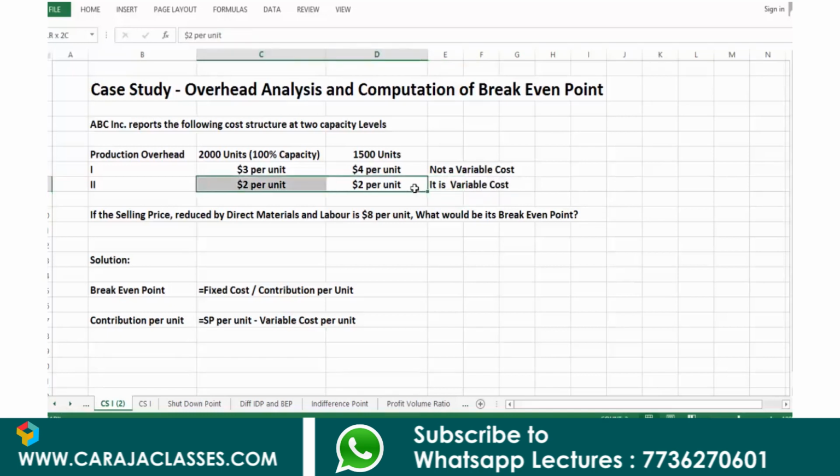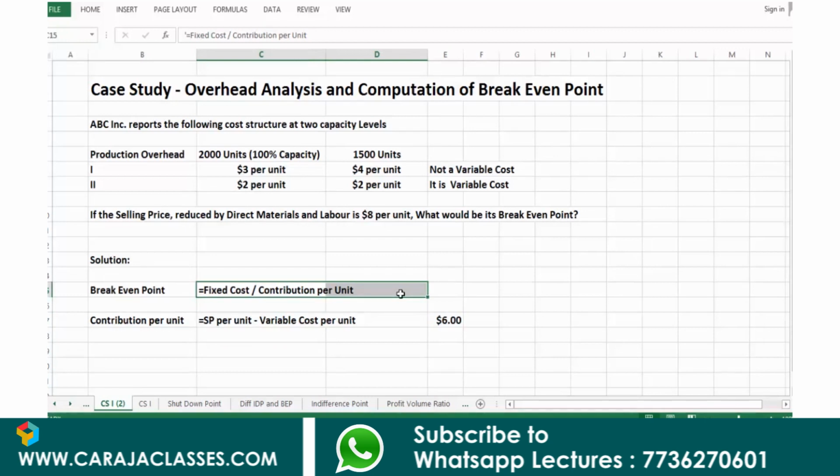So now you have the variable cost information, which is $2 per unit, and you also have the selling price information, which is $8 per unit. So let's find the contribution per unit. Contribution is going to be $8 minus $2. So I'll write here 8 minus 2, and it's going to be $6. So your contribution is $6 per unit. Now you have the denominator, that is contribution per unit. If you actually want to find the break-even point, you should carry the information about the fixed cost also.